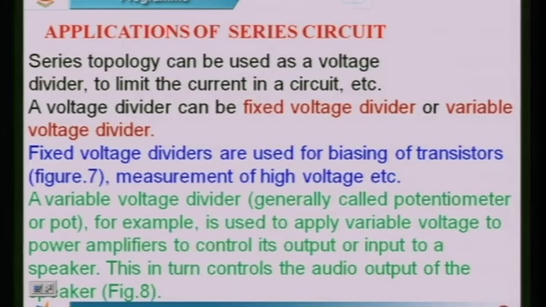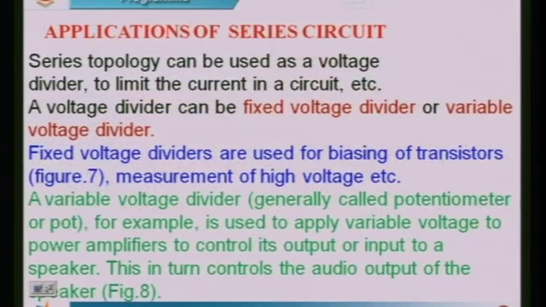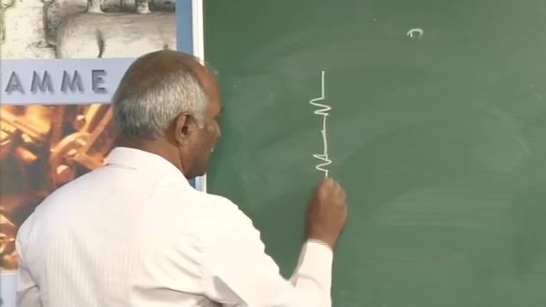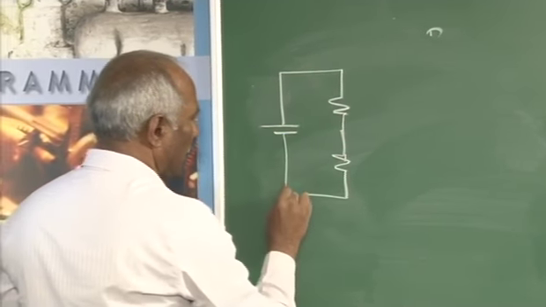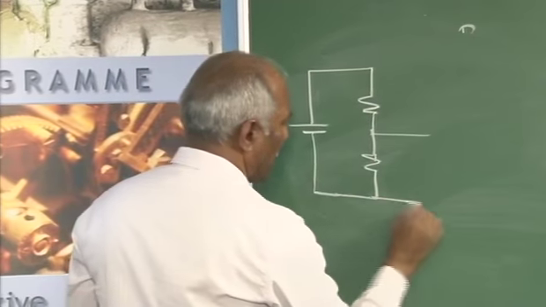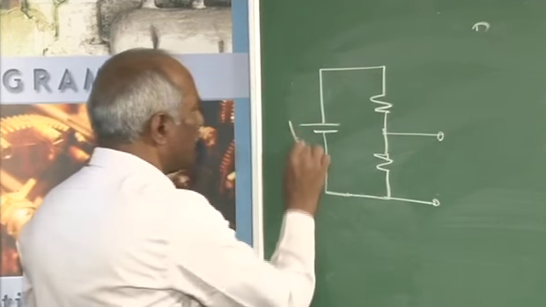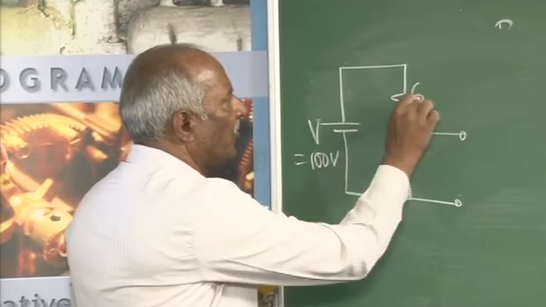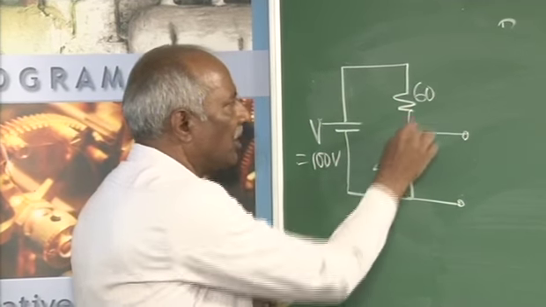Applications of series circuit. A series topology can be used as a voltage divider, or it can be used to limit the current in a circuit. Voltage divider can be a fixed voltage divider, or it can be a variable voltage divider. A fixed voltage divider is something like this. If this is the voltage applied, let us say it is 100 volts, you can drop 60 and you can get 40 volts also here.